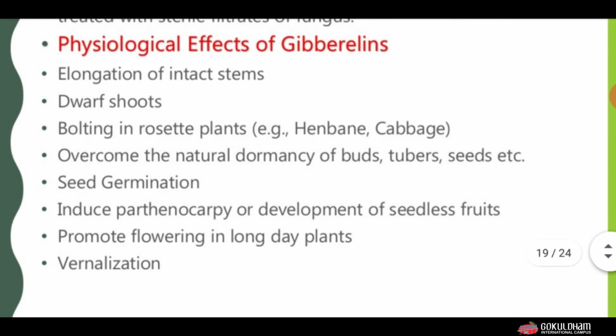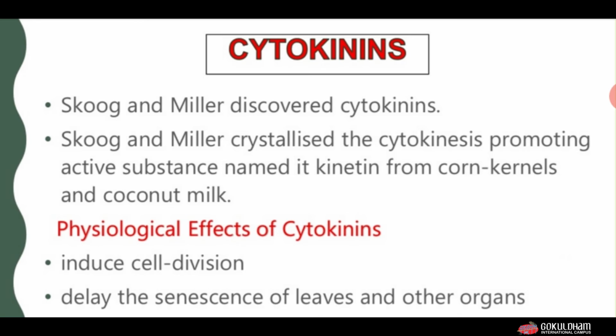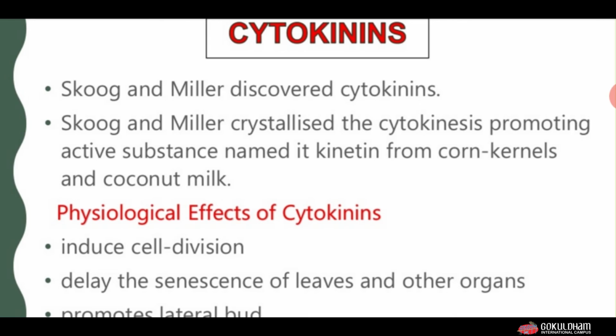Then it is used as a substitute for vernalization. Now let us see the next phytohormone. Next one is cytokinins. Skoog and Miller discovered the cytokinins. Skoog and Miller crystallized the cytokinesis promoting active substance, named kinetin, from corn kernels and coconut milk. It means Skoog and Miller discovered the chemical substance which promotes cytokinesis during cell division, and they named it kinetin, and later it became known as cytokinin.